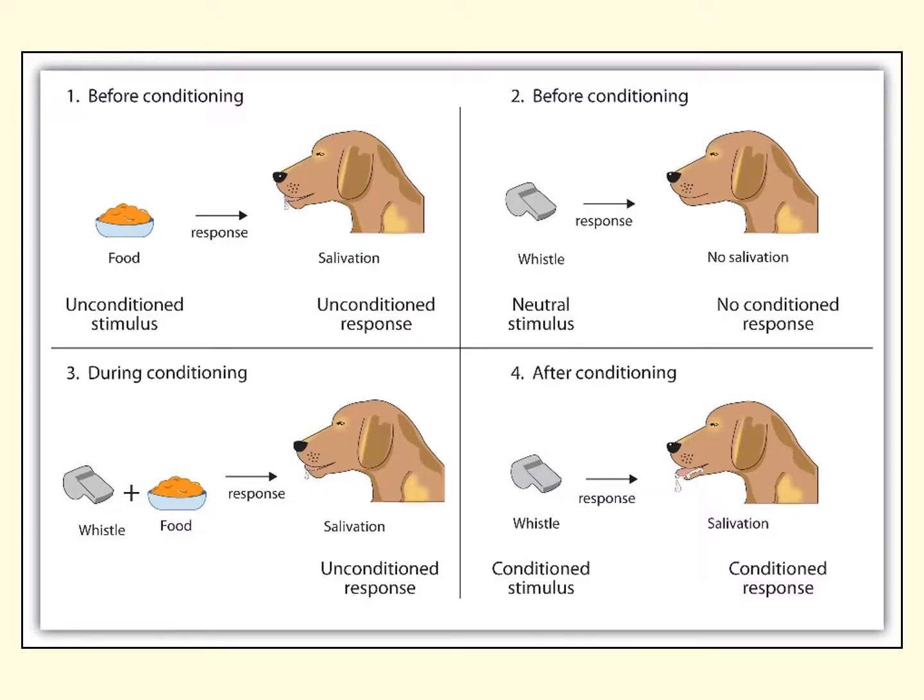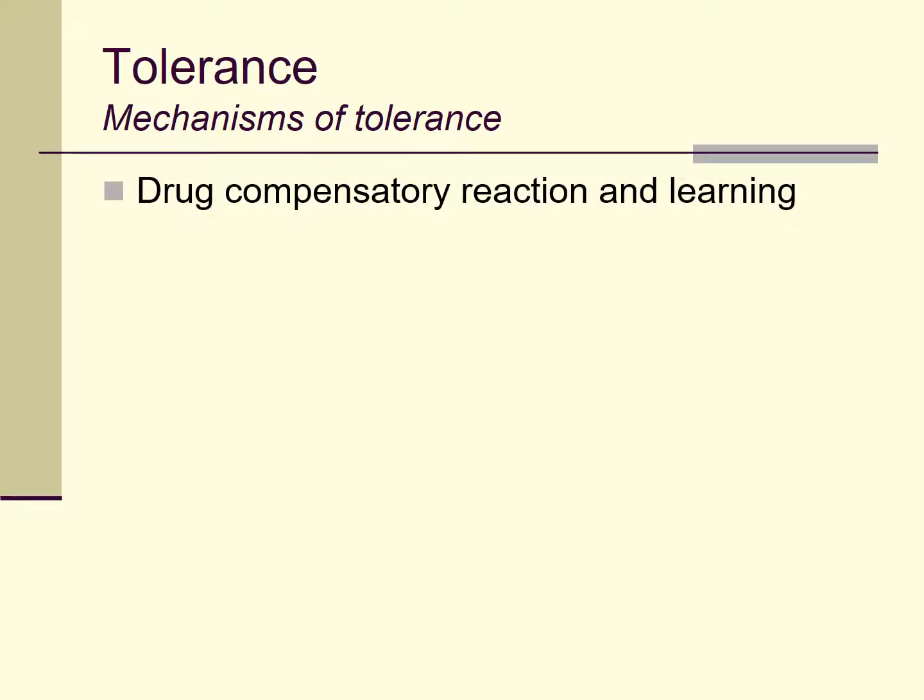So again, this is an image I've used before, and I apologize for the repeat, but I'm just trying to hopefully solidify this idea that if you pair two stimuli together, like in Pavlov's classic experiments with his dogs, if you pair food and a sound, a whistle, together again and again, over time that whistle is enough to elicit some of the counteracting effects that the body normally engages in to offset the drug. So drug compensatory learning is what we sometimes call it.